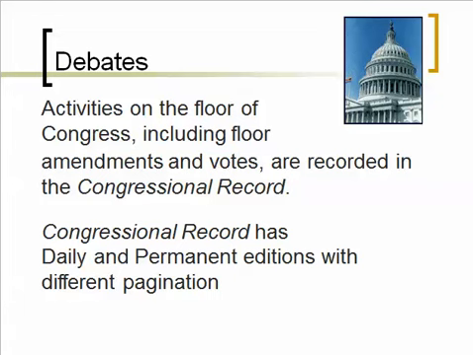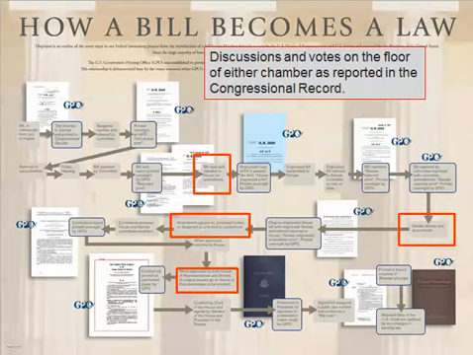Activities on the floor of Congress are recorded in the Congressional Record. It's the complete record of what happens on the floor of Congress every day, including floor amendments and votes, of course, as edited by members to make themselves look better. It only includes those things that happen on the floor, so it does not include committee meetings or hearings, but when a report is submitted to Congress, that fact is noted in the Congressional Record.